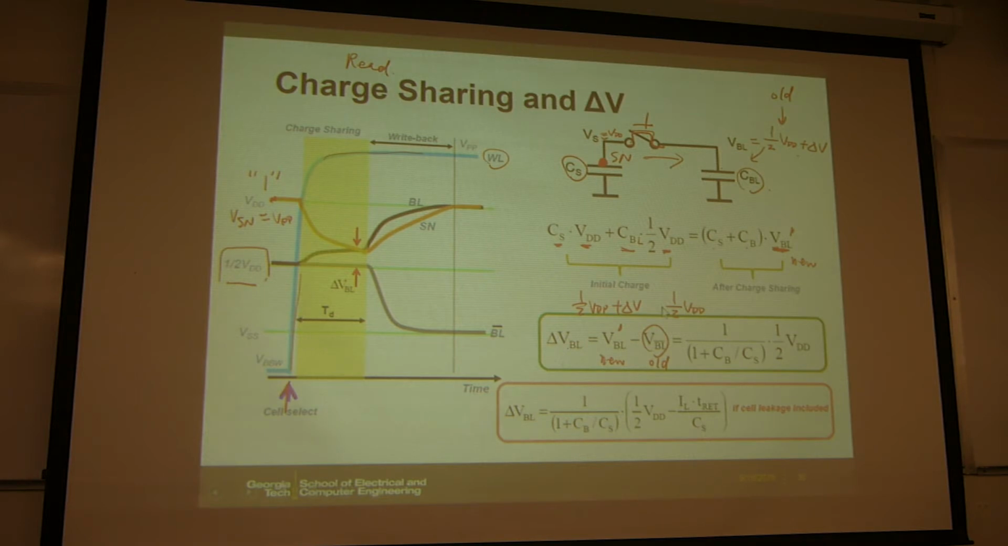So this is the sense margin, and this is important when designing the DRAM. And we want a large sense margin. So from this equation, if we want to have a large sense margin, what can you do here?